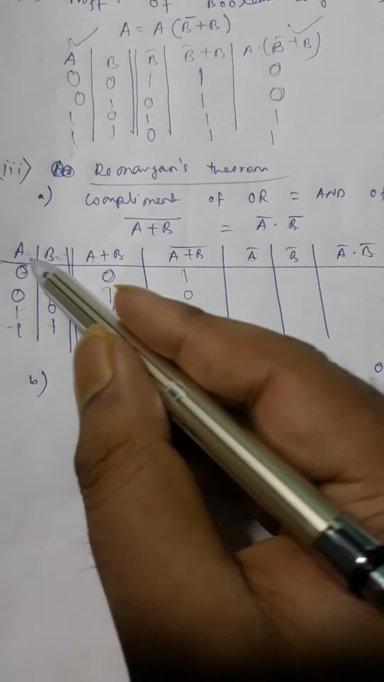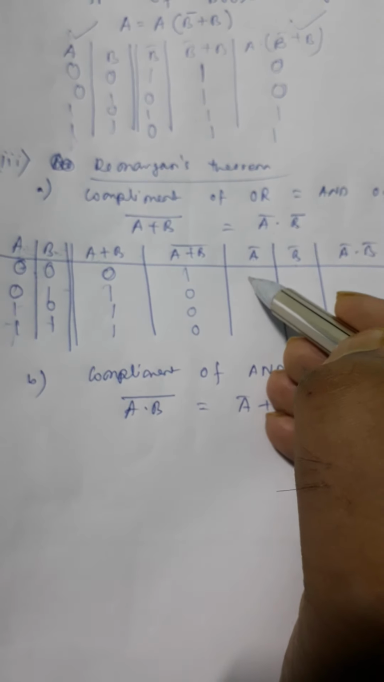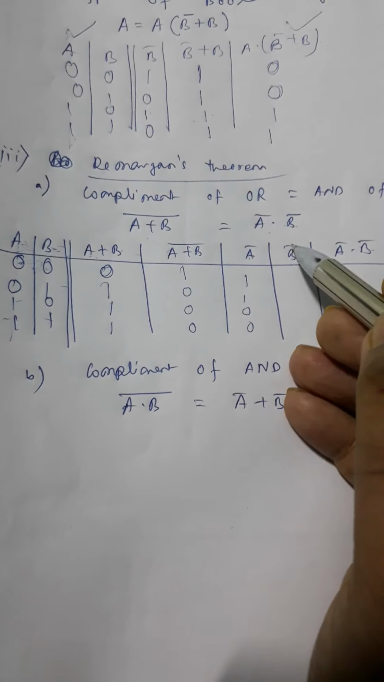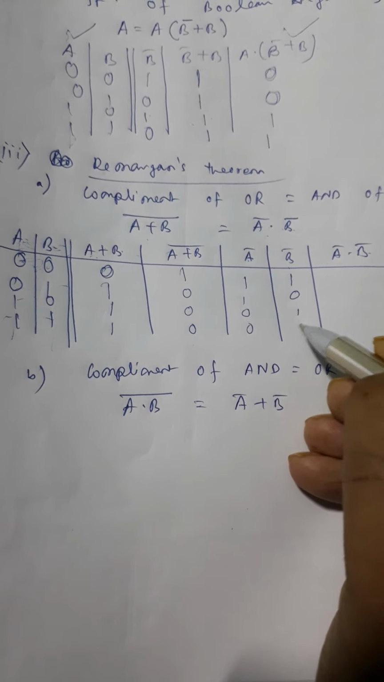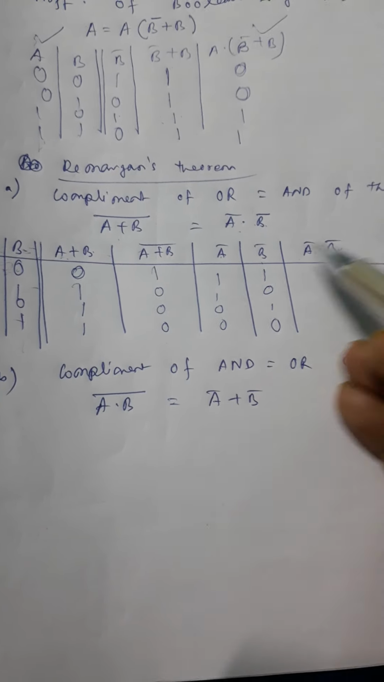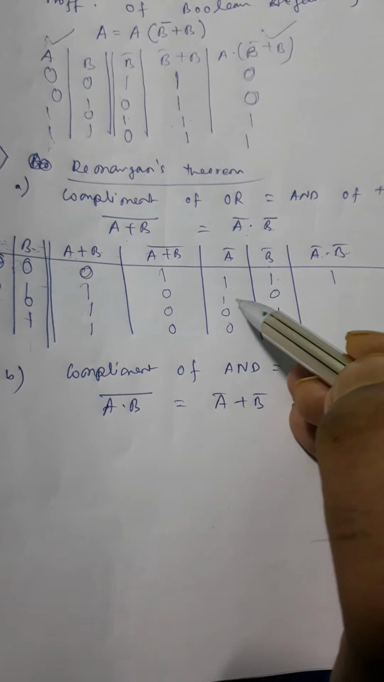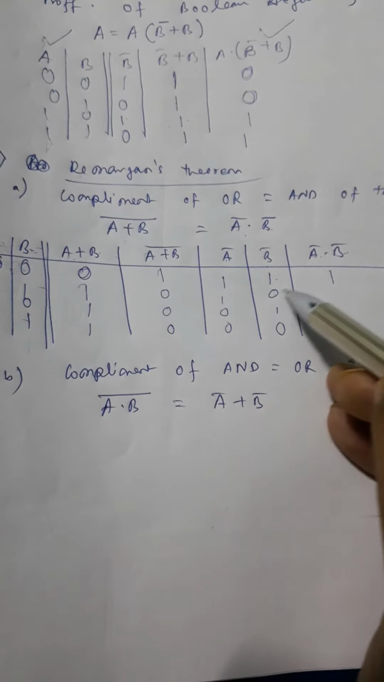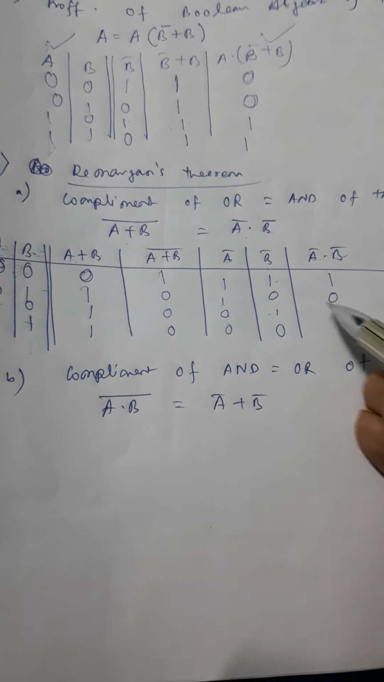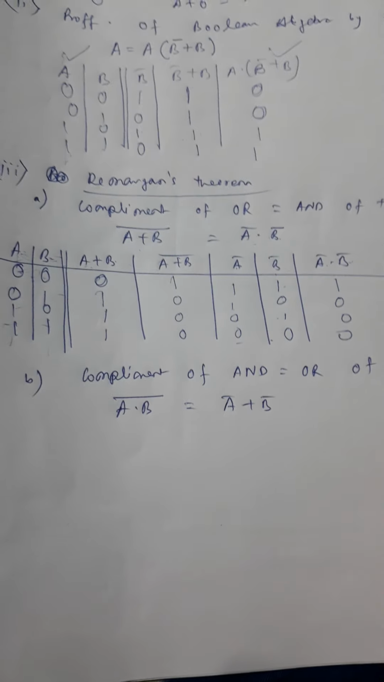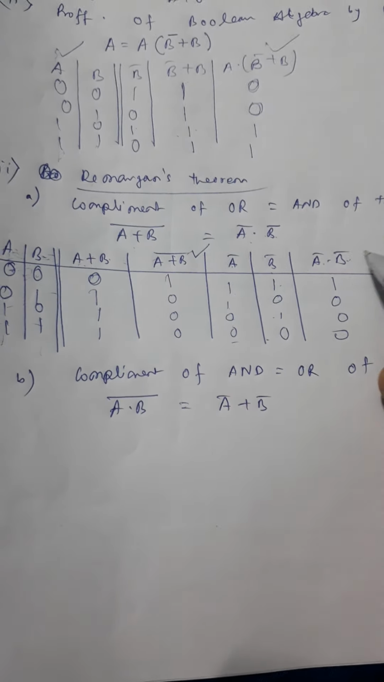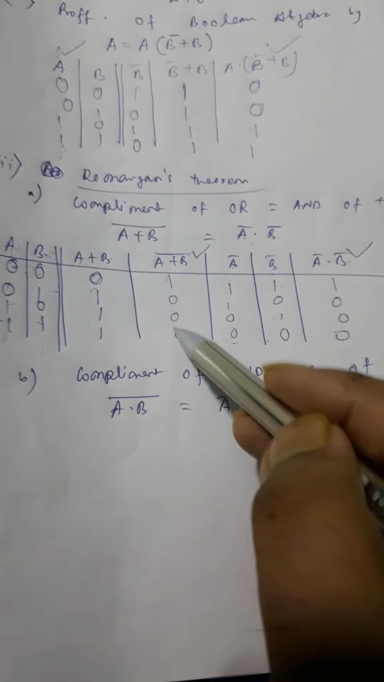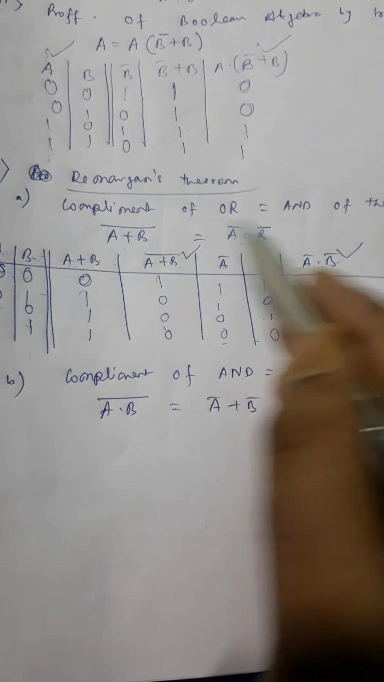What about A bar? Complement of this, right? This is 1 1 0 0. What about B bar? Complement of B, 1 0 1 0. What about A bar dot B bar? It will be 1 0 0 0, because 1 0 makes 0, right? So now if we take a close look at this column and this column, what you see is that De Morgan's theorem is proved. So whatever was told by De Morgan was right.